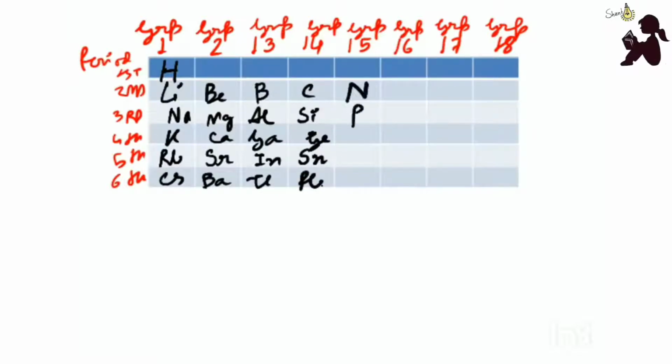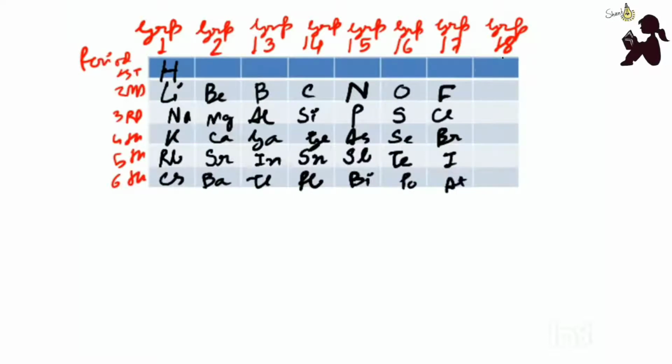Then our N, nitrogen, phosphorus, arsenic, Sb, Bi. Then O, S, that is oxygen, sulfur, selenium, Se, Te, Po, polonium. Then comes our fluorine, chlorine, bromine, iodine, At. And the last group is made up of noble gases, that is helium, neon, argon, krypton, xenon, radon. Now we have to memorize this whole.